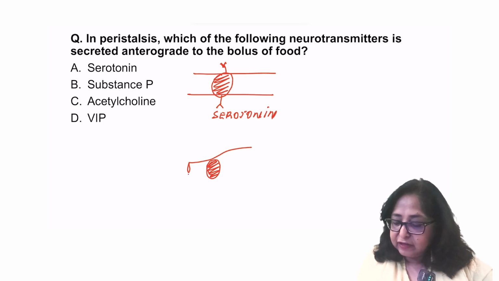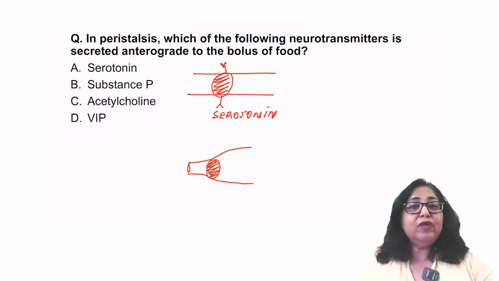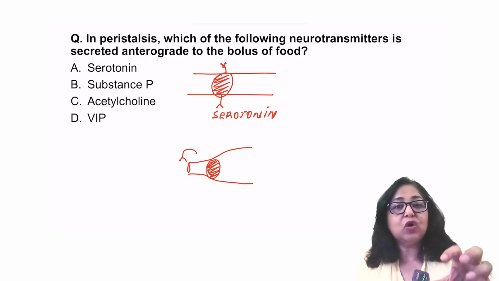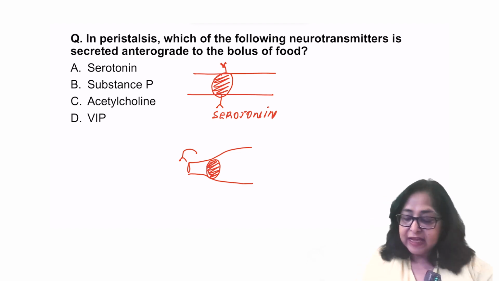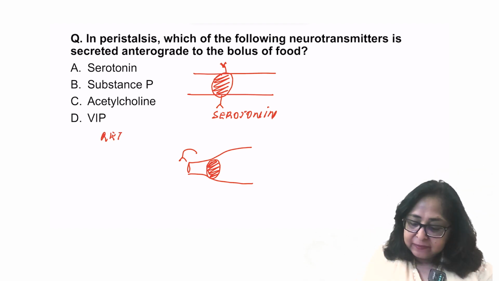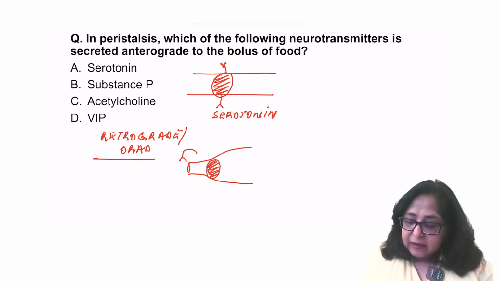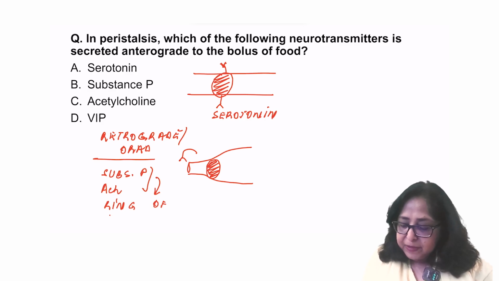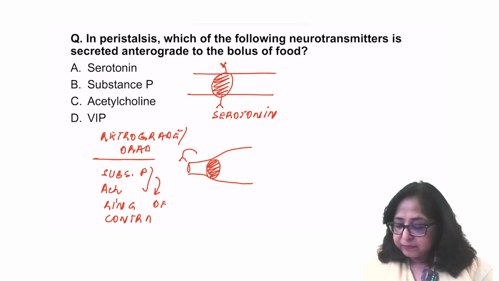behind the food, there will be a ring of contraction. So the myenteric plexus neurons behind the food will release neurotransmitters which cause a smooth muscle contraction. So this is called retrograde or ORAD. There is going to be release of substance P and acetylcholine, both of which cause a ring of contraction behind the food.